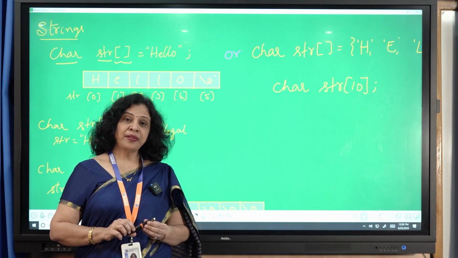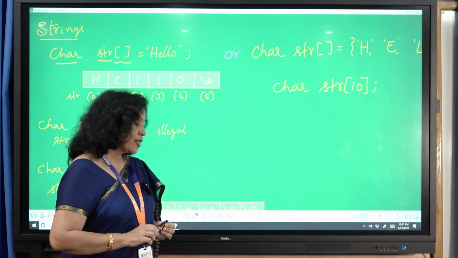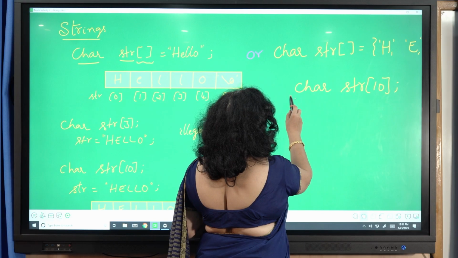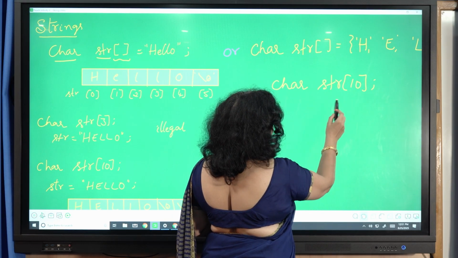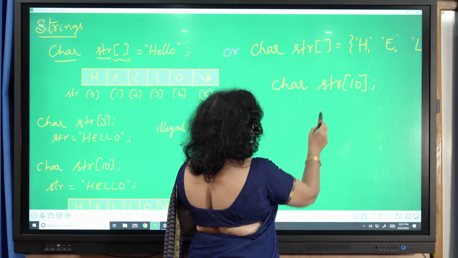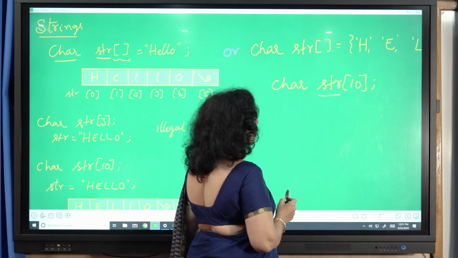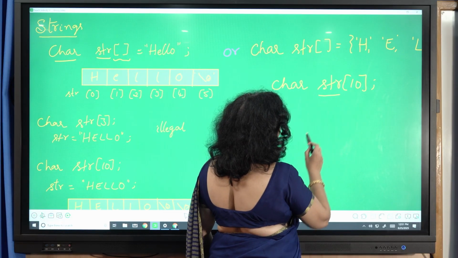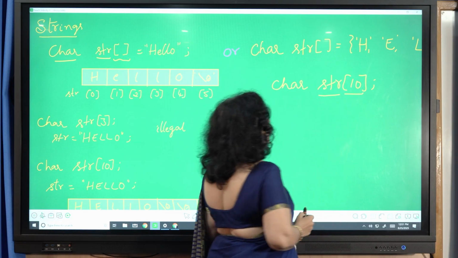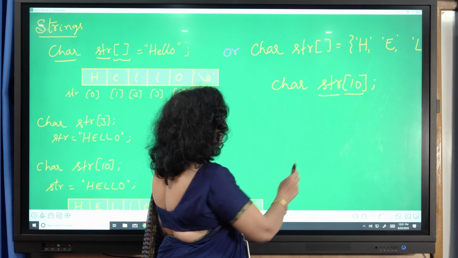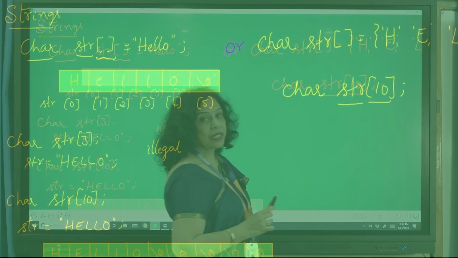A string is a character array. Having said this, let's see how to declare a string. Say character str of 10. If I write like this, str is the variable name. I can give any name to this; I have just taken str. This 10 represents that I'm going to allocate 10 memory locations for this string.